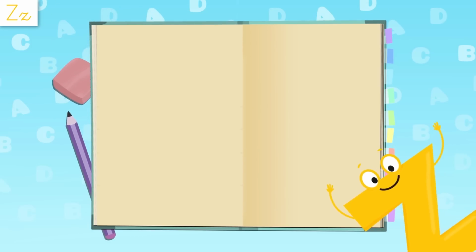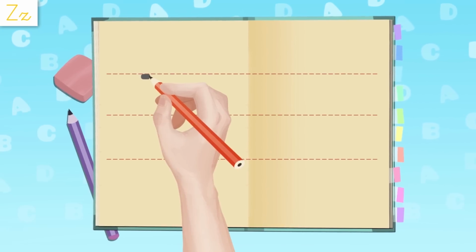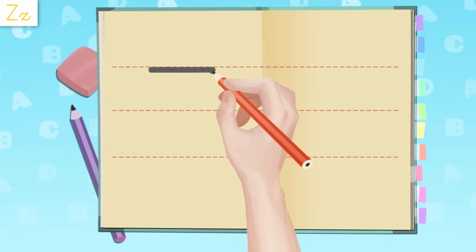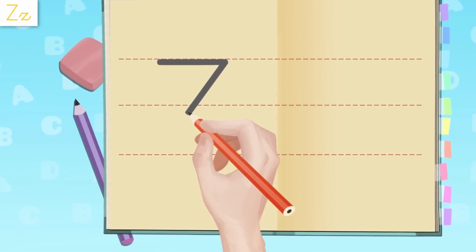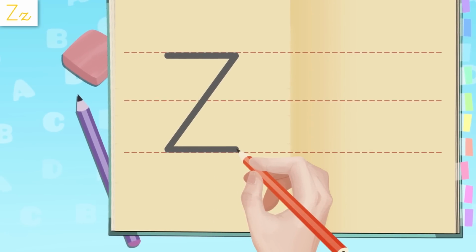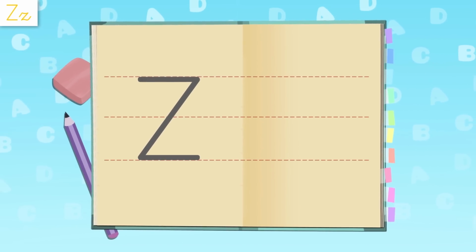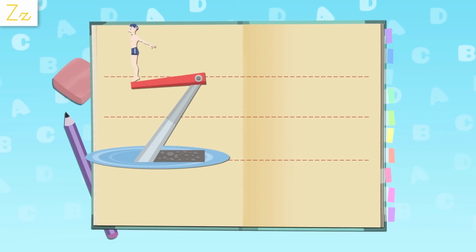Now let's have a look at how to write me. Like this. We start here, we draw a straight line over here. Now a line down and back here. And the last thing is another line to the right again. What do you think I look like this time? I know, a trampoline.